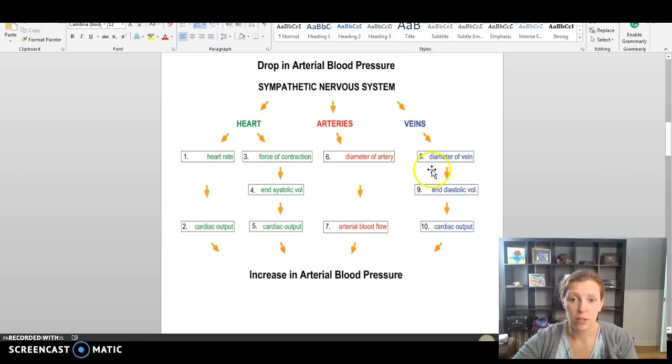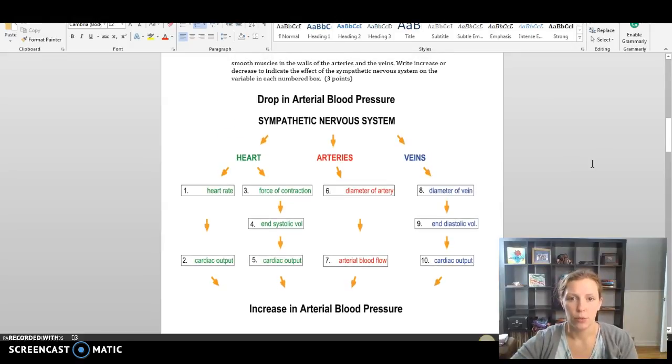Most of the mistakes that students make in this case study come from this chart, or this flow chart. Kind of hard to understand at first, but once you see the patterns here, I think it'll start to make sense. So what you're asked to do is take a look at a drop in arterial blood pressure. So imagine this happening in your own body. If your arterial blood pressure drops, what happens?